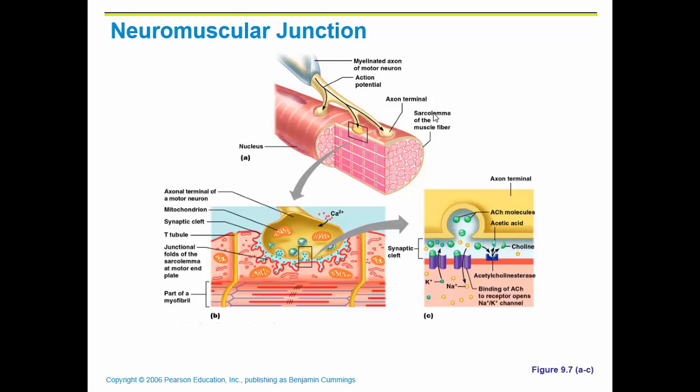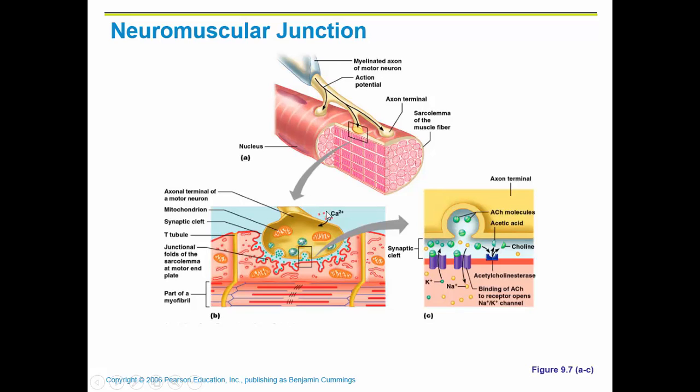So this is what a neuromuscular junction looks like. You can see this is the axon and it branches. This is the muscle fiber here. So this is the actual skeletal muscle. And as the axon branches, it forms neuromuscular junctions. So in this case, it's forming 3 neuromuscular junctions.